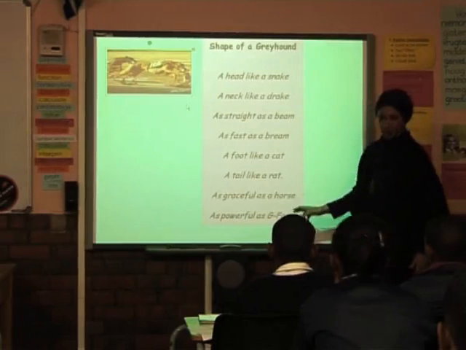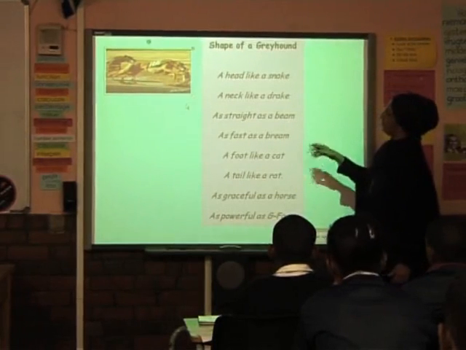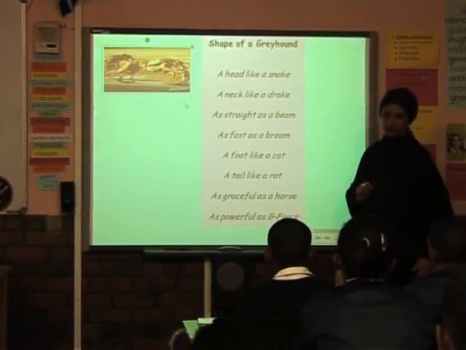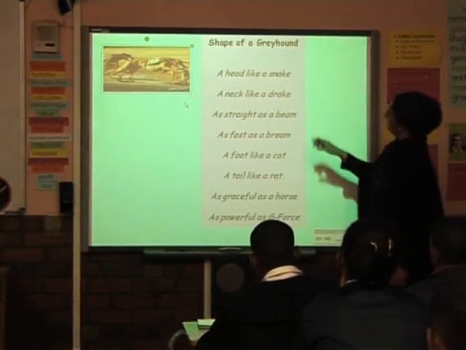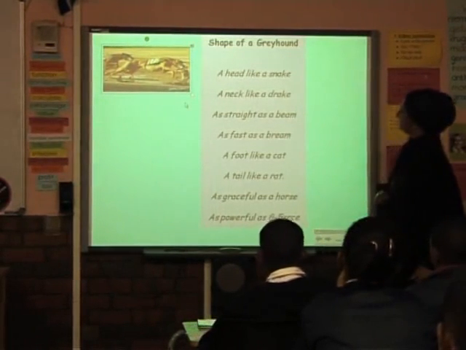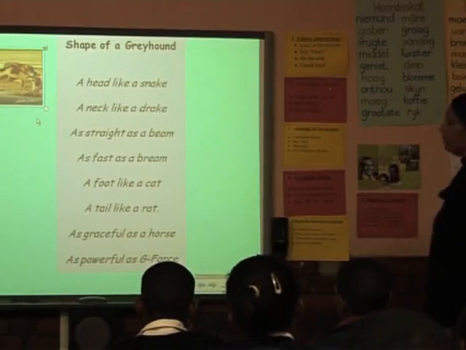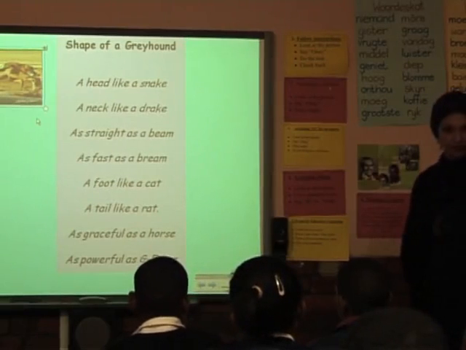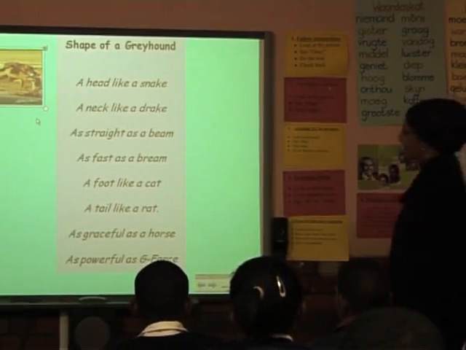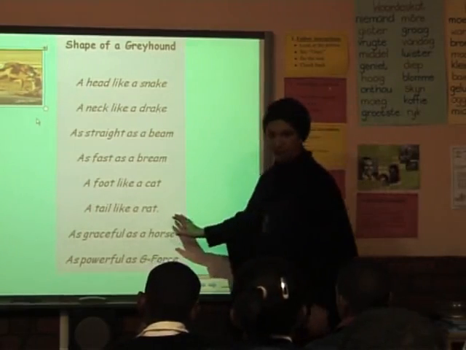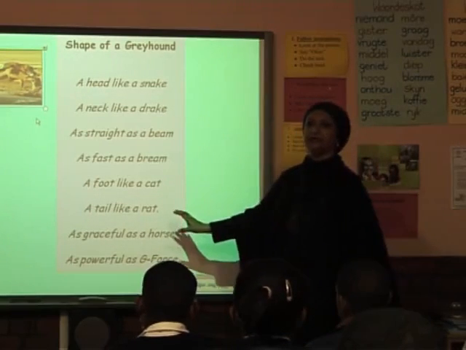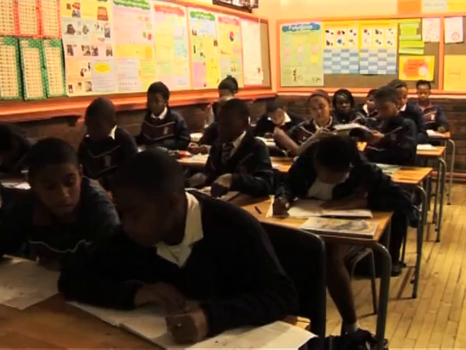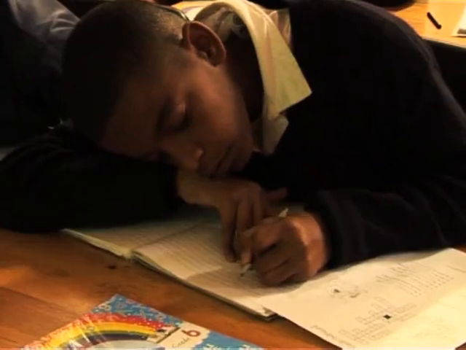I also encouraged them and showed them that similes are not just something that is used in isolation. It is something that can be used within a poem. And I'm going to read to you the poem of the shape of a greyhound. A head like... Also just to give them more practice so that they can use it in creative writing, in poetry, to express themselves a lot better in their writing and when they are presenting. So we're going to use this example of the poem, and we are going to create our own poems using the similes that we are familiar with.